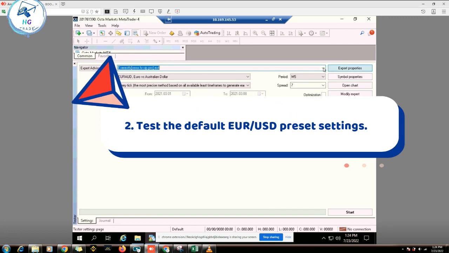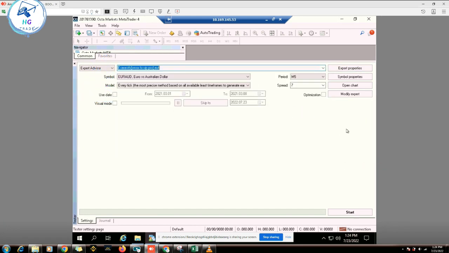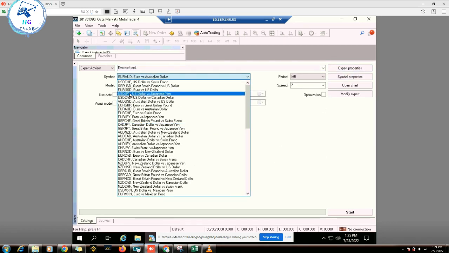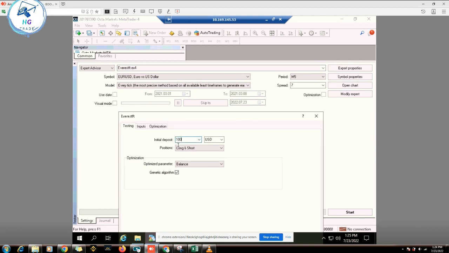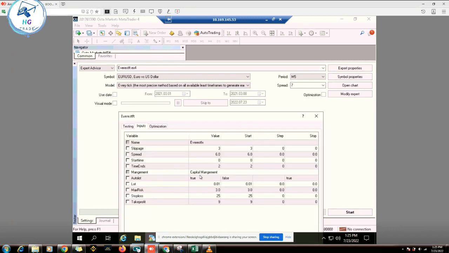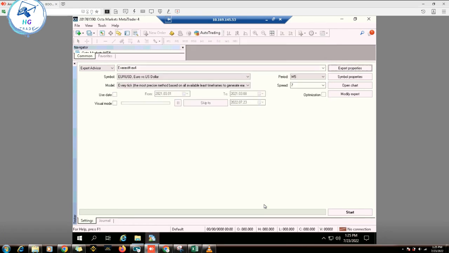Two, test the default Euro to US Dollar preset settings. I will start a backtest with a capital of $100. First backtest, I tried the default preset to see how it performs. This Expert Advisor is preset by default using a low spread, namely spread 6. Backtest uses the M5 time frame.